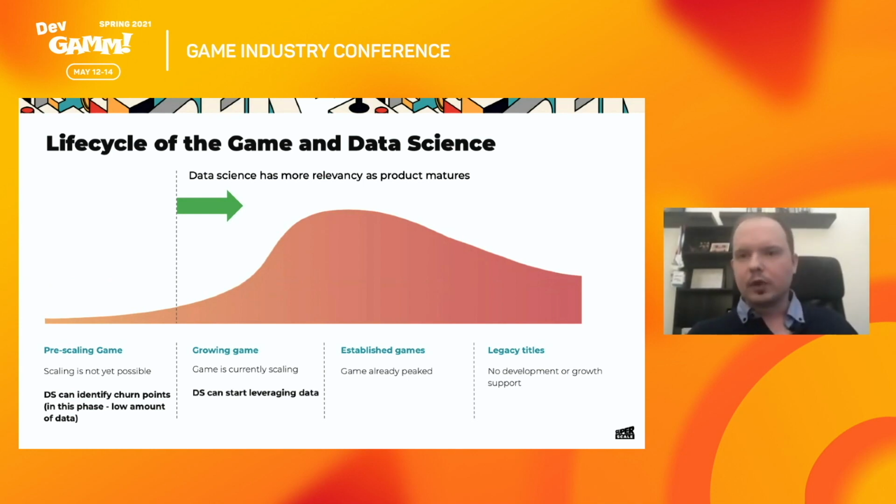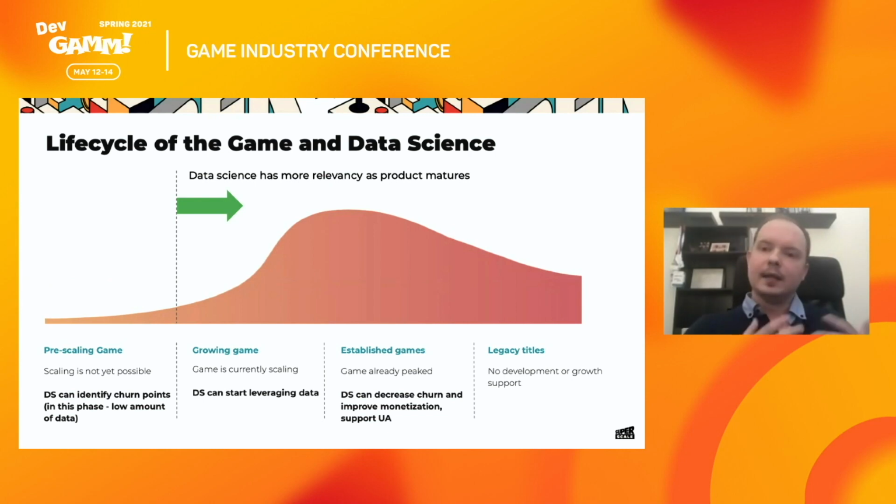But then as you start getting data, you can leverage it through 3 things. We found out they are the most impactful. One is decreasing the churn of the game. Second is increasing the monetization. So change something through data science in a game so that the monetization can be improved quite significantly. And then support user acquisition, so really optimize the spending on user acquisition. Through the phases of established and legacy, data science has the most relevancy, but already in the growing phase, it's something that data science can be used for.